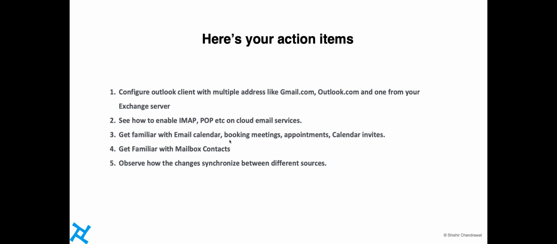Get familiar with the email and calendar bookings, appointments, calendar invites. I tried to do a few things there, but there are a lot of things which you can do in calendar. Just get familiar with the options. Get familiar with mailbox contacts. I showed you how the contacts are getting created in your Outlook, and how they get synchronized. So you can have a look at that. And then also observe how you make a change on one Outlook client and it also gets updated on the mailbox, like on Outlook Web Access. And then the other clients, if you have another client configured for the same mail account, it will also get synchronized there. So that's the cool thing about Microsoft Exchange and Outlook synchronization.